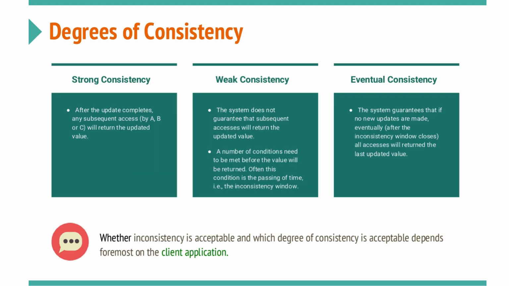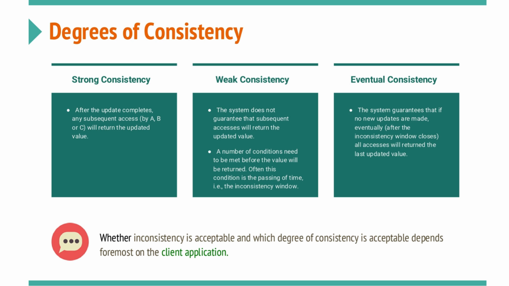So we can think about consistency as a spectrum. On one end, we have strong consistency. This is the ACID model. After an update is complete, any subsequent access by anyone, anywhere will return that new updated value. It's strict and immediate. On the complete opposite end, we have weak consistency. Here, the system doesn't guarantee that you'll see the updated value right away. You might have to wait or meet certain conditions. And in the middle, we have eventual consistency.